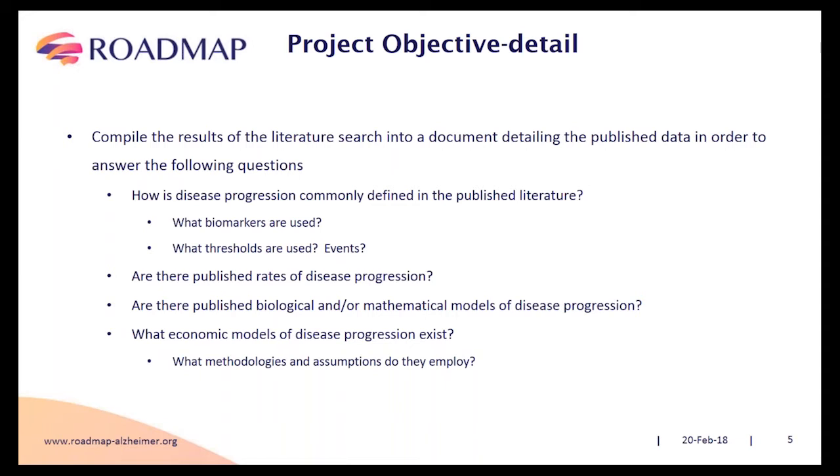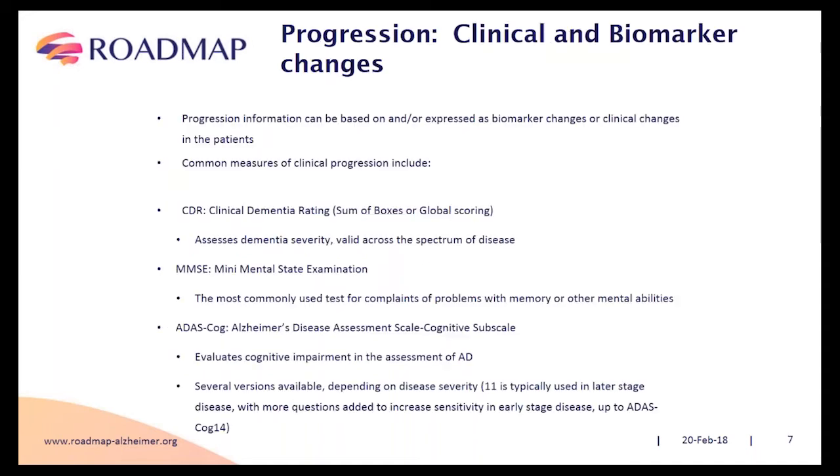So if we go back to the beginning and we think about progression, it's important to think about progression as both clinical and biomarker changes. And progression information can be based on or expressed as either biomarker changes or clinical changes in the patient. So what that means is that biomarker changes are things that you would measure in a quantitative fashion, whereas clinical changes are also measured in a quantitative fashion, but they're based on clinicians' observations or clinicians' qualifications of the situation.